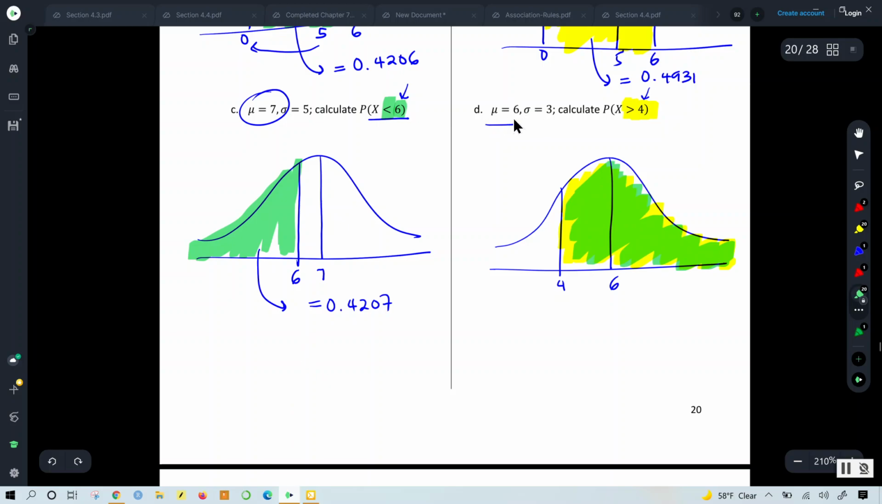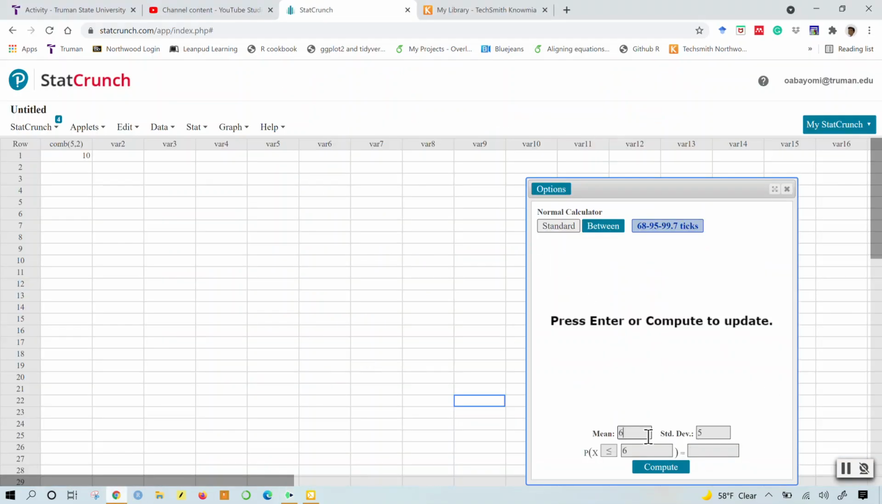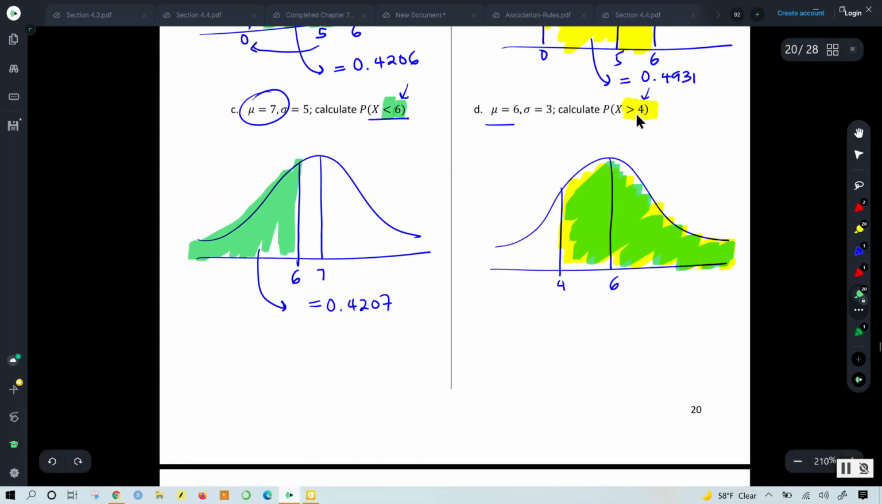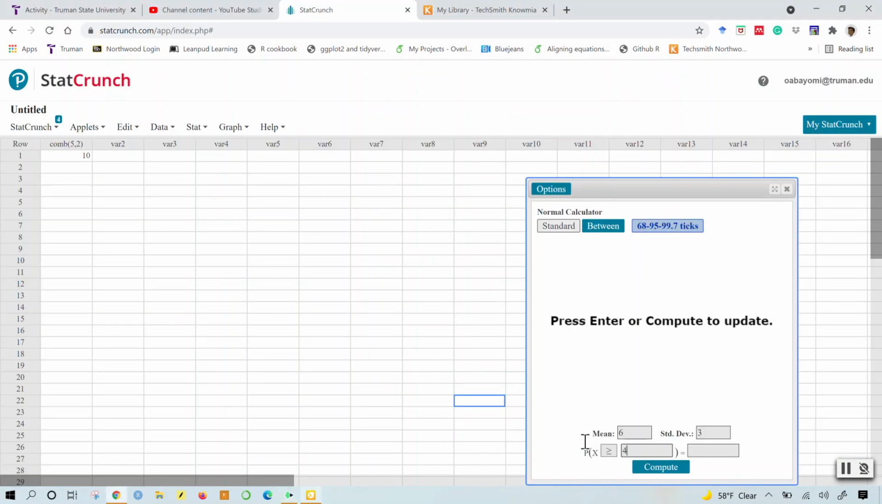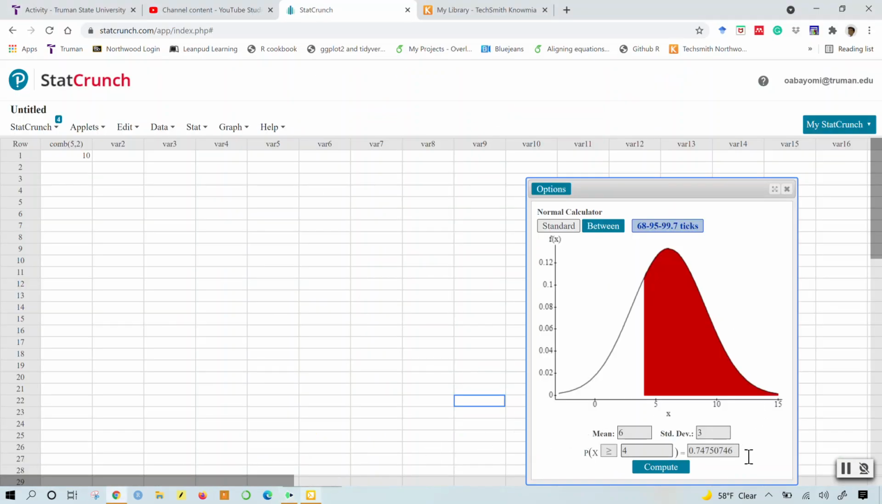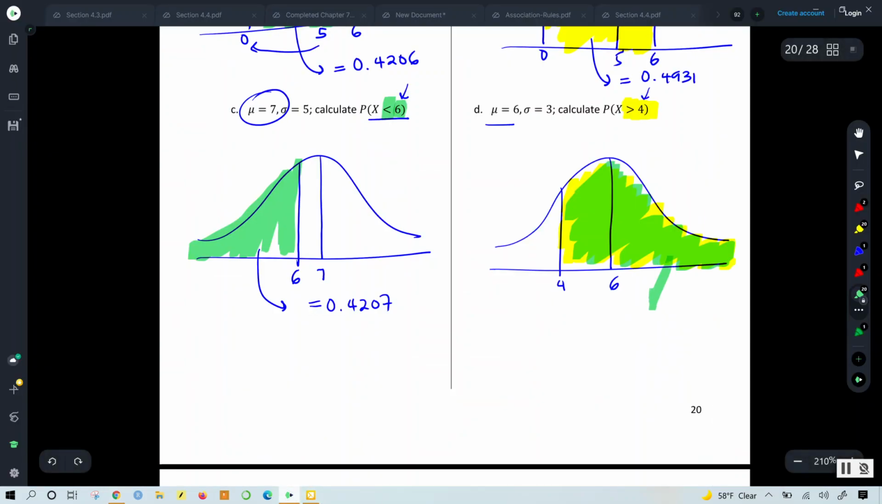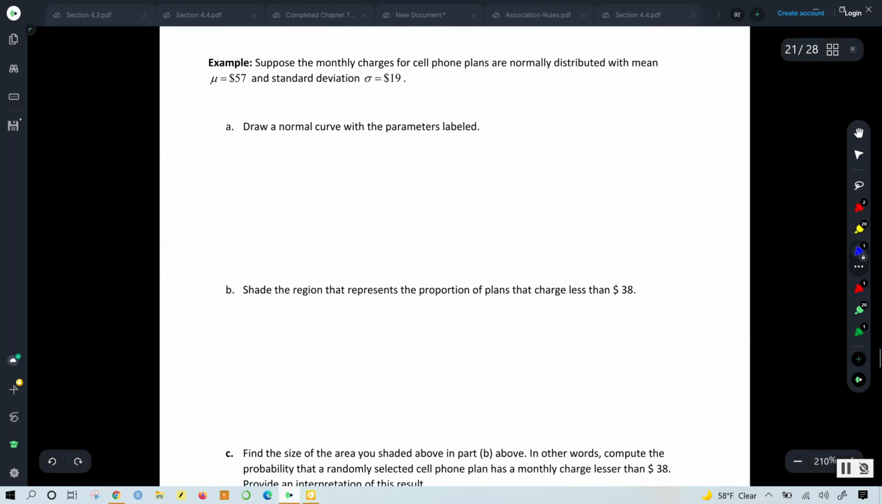For the sake of illustration, I can do this again. So I'm going to set up the parameters. The mean is 6 and the standard deviation is 3. And I want the area above, so greater than or equal to what value? Greater than 4. So I'm going to set that up, 4, and hit the enter button. So I have 0.7475. Done. We now proceed to the next example.